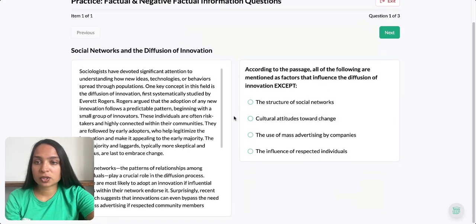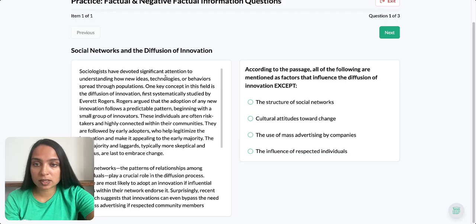So let's go ahead and do some practice by clicking practice up here at the top. So we'll start with this first one on social networks and the diffusion of innovation. Feel free to pause the video at any time to read through this passage, and I'll kind of move slowly so that you can read as well.